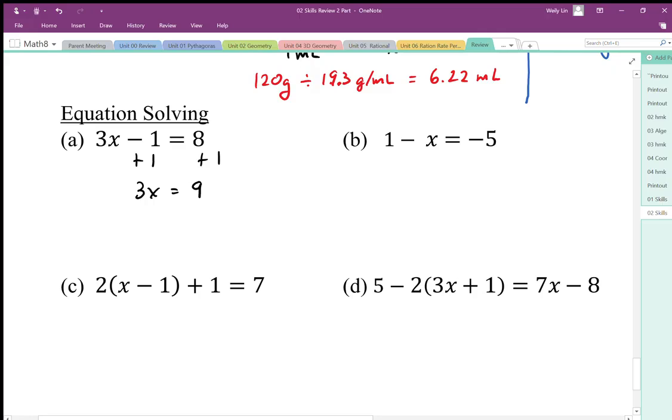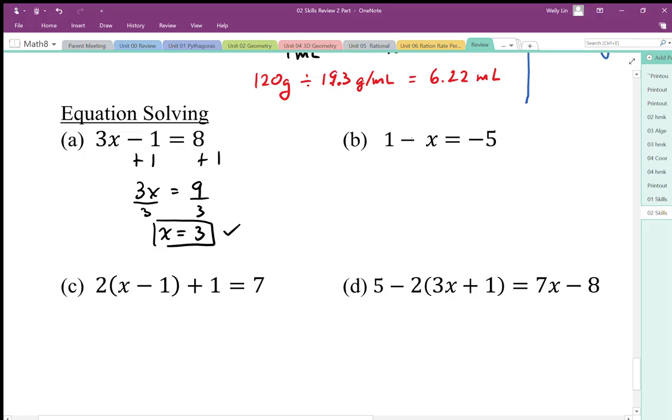And I can see my work vertically again. I can see all the pieces coming down vertically, and I need to maintain my balance. I'm going to divide by 3, divide by 3. I end up with x is equal to 3. And I can check my answer by substituting back in. 3 times 3 minus 1 equals 8. That is correct.